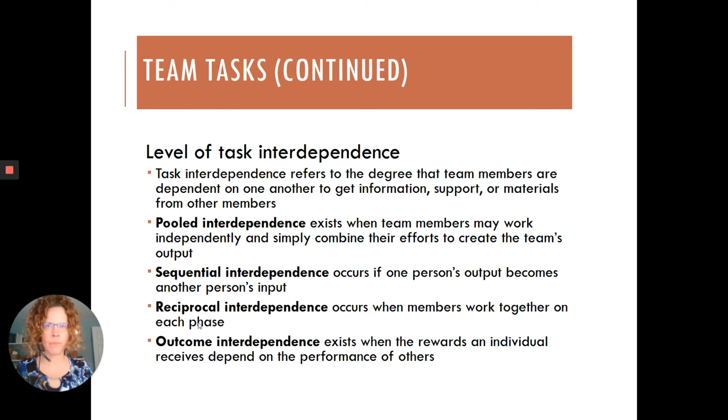Let me try and give some examples to illustrate each of these. Pooled interdependence, as it says, exists when team members can go ahead and work independently, and then at the end, they just put everything together. They just combine their efforts to create whatever the team's output might be. This could be a report, for example, that has, let's say, 5 parts, and the 5 parts are very discrete, meaning one doesn't necessarily have to flow into the other. They're almost like separate papers by themselves, if you can imagine.